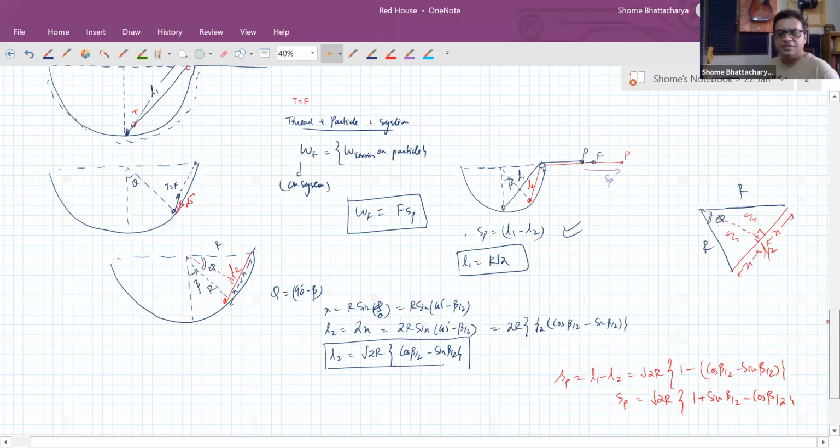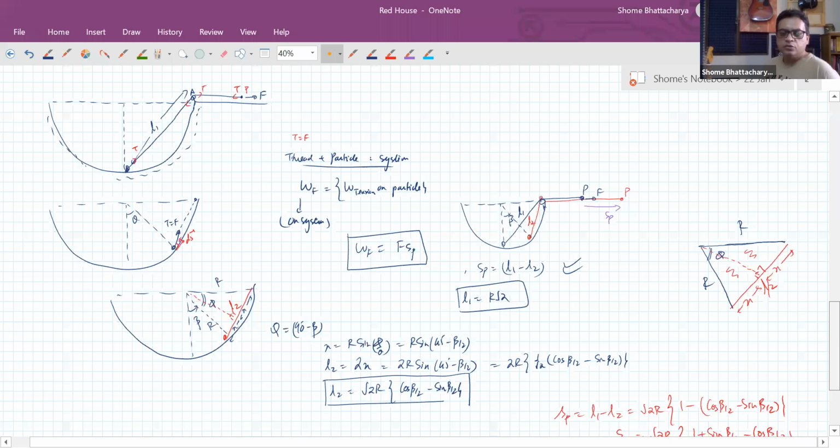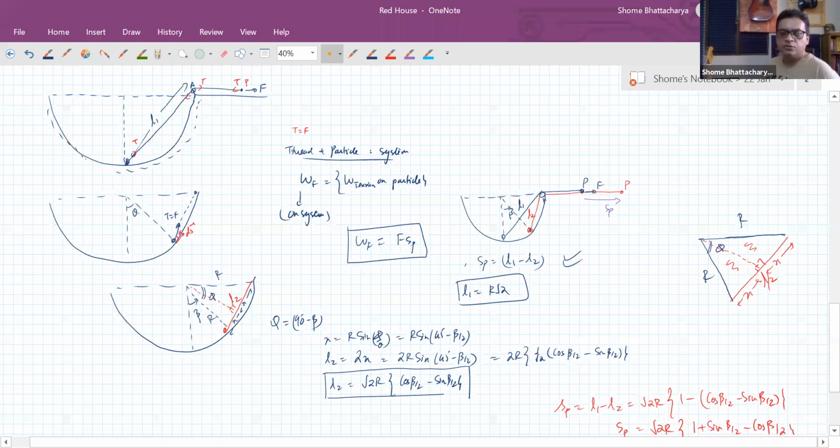So you can see that essentially this is a much easier method. We just had to use thread length to just use one formula for the length of the chord. When this angle is beta, we just had to figure out the length of this chord. And from the difference in the two chord lengths, we got the work done as that difference multiplied by F. So we didn't have to do any integration and all that. So that's why this method is advantageous.